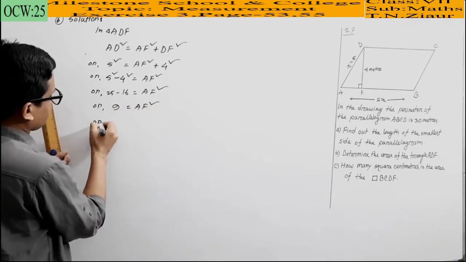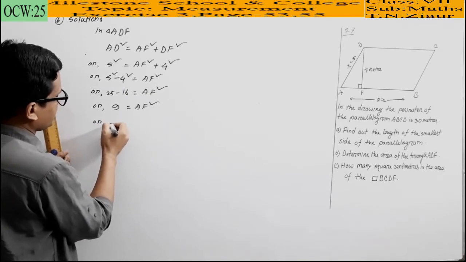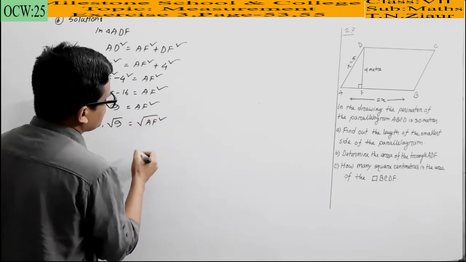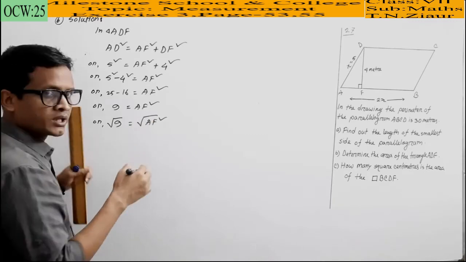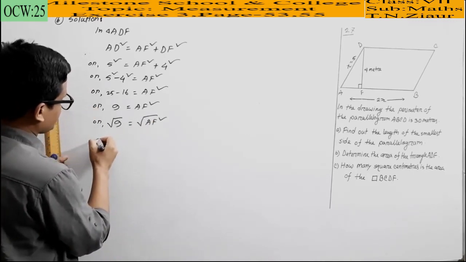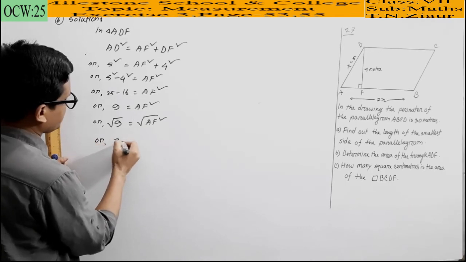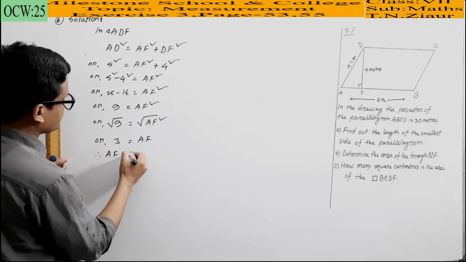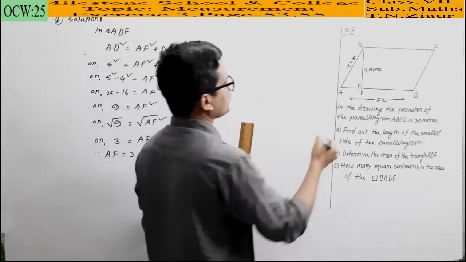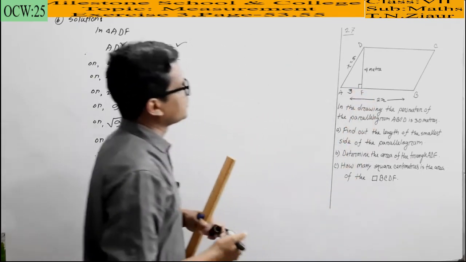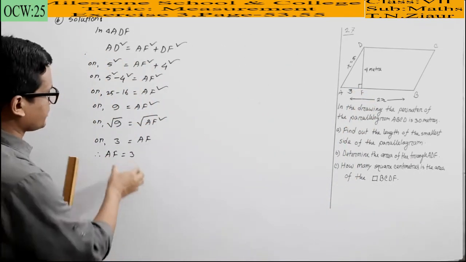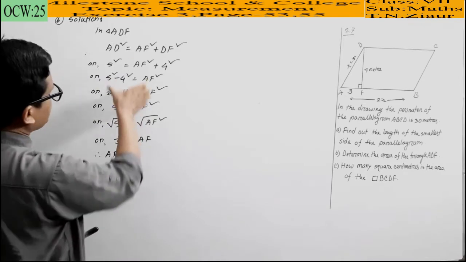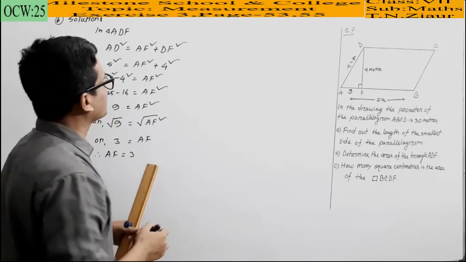So now take the square root on both sides. Square root of 9 and square root of AF square. When square and root come together, they cancel each other, the same power oppositely. That means we can write 3 is equal to AF. So therefore AF is equal to 3. So now the base we got is 3. Okay students, have you understood how to find the base in a right angle triangle? This one is a right angle triangle, so you have to find it this way by using the Pythagoras theorem.